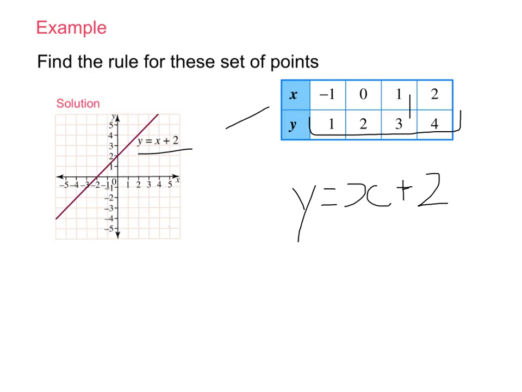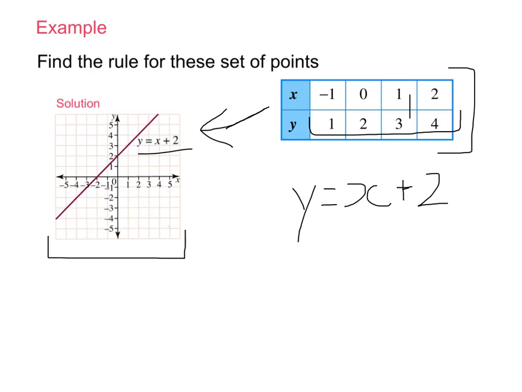So this is just a Cartesian plot of this values table. Get used to using this language, guys. Cartesian plane, values table. How do we work out the rule? We look for the connection. What is the connection between these two numbers?